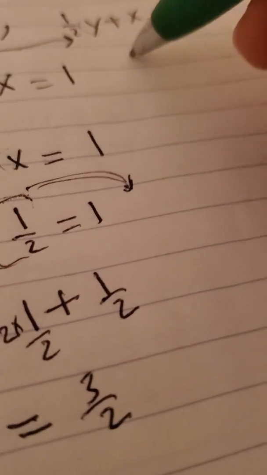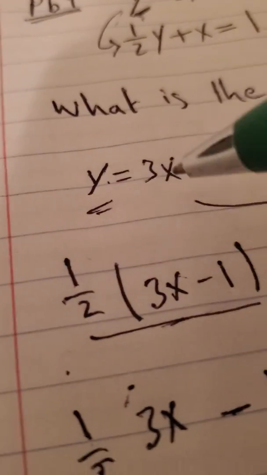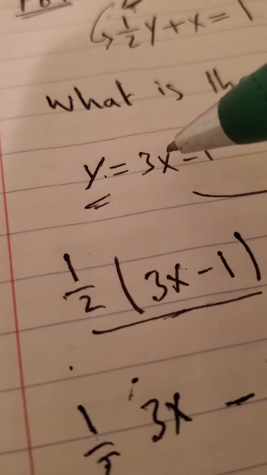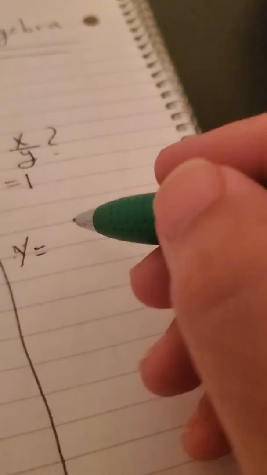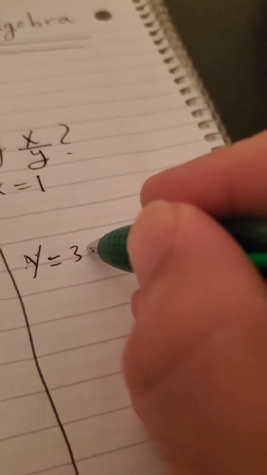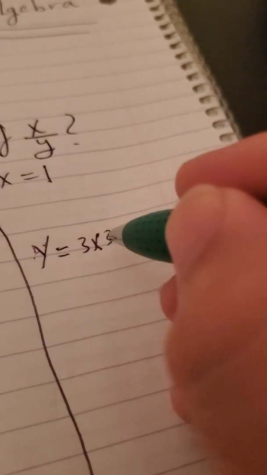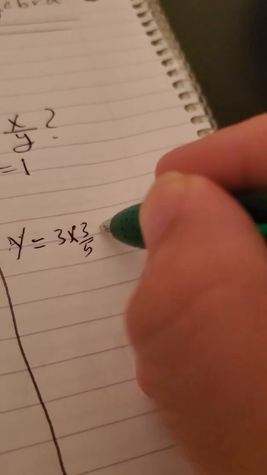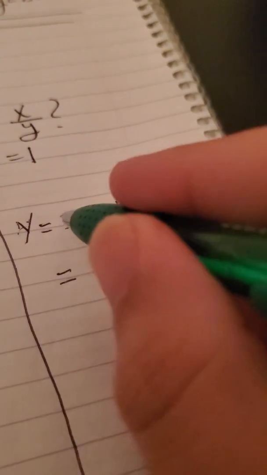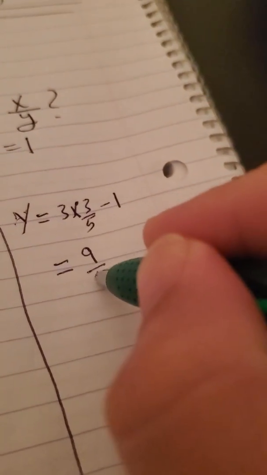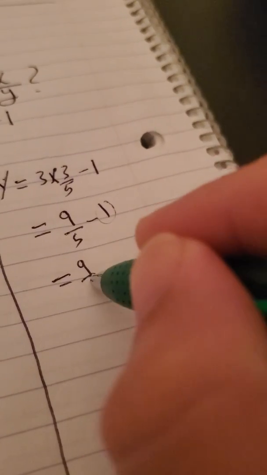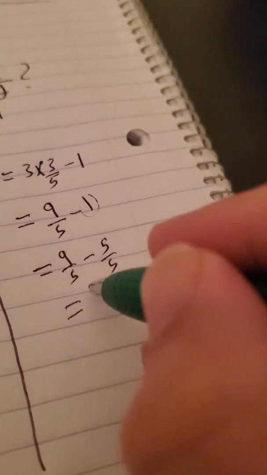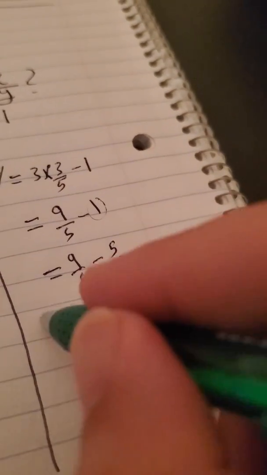Now I need to find the value of y. So I take this equation and plug the value that I found of x in this equation, and I will get y equal to 3 multiplied by 3 over 5 minus 1, which is going to be equal to 3 multiplied by 3 is 9 over 5 minus 1. 1 is equal to 5 over 5, so it's going to be 9 over 5 minus 5 over 5, which is going to be 4 over 5. So that's the value of y.